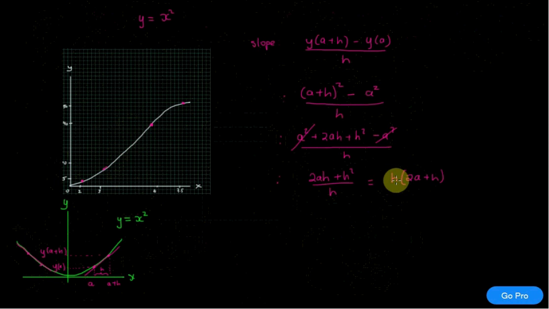That's exactly what I have here, and the h times h gives me the h squared divided by the h over here, and you can see that the h's cancel, and again I'm left with 2 times a plus h. Alright, so that would be the slope between 2 points.